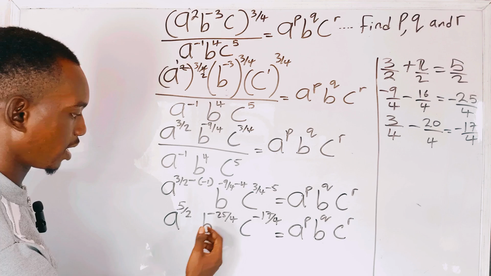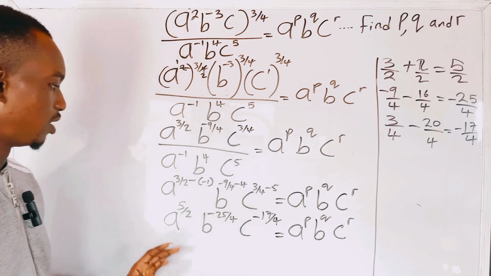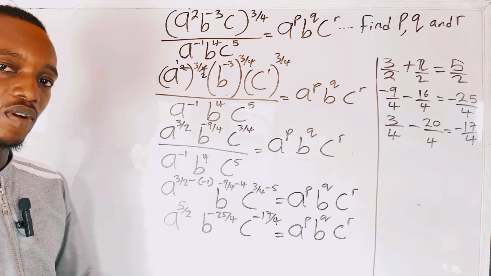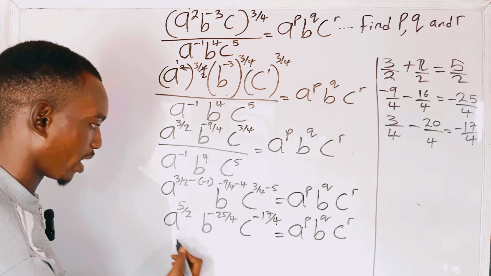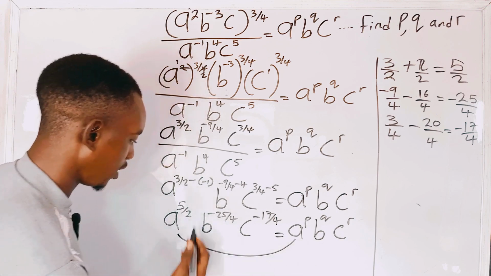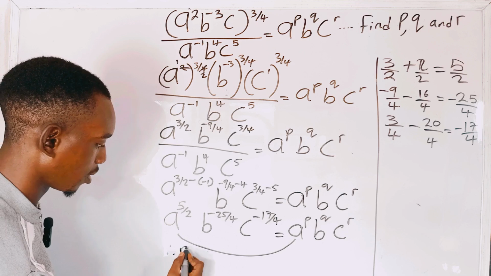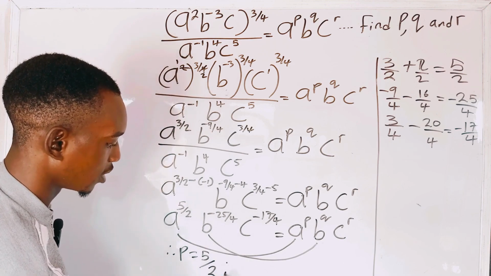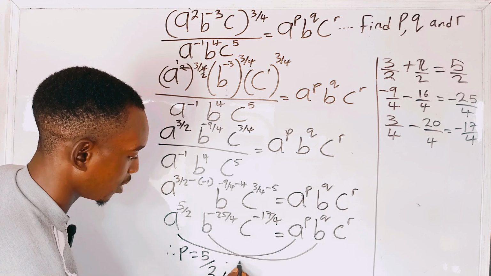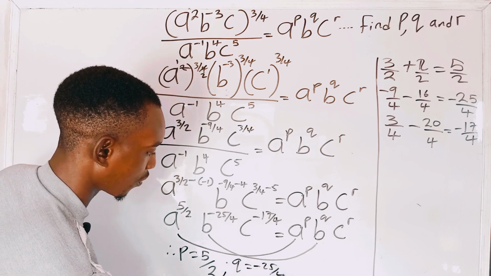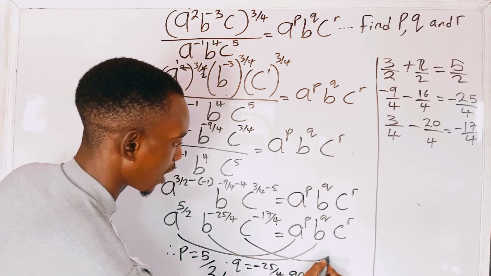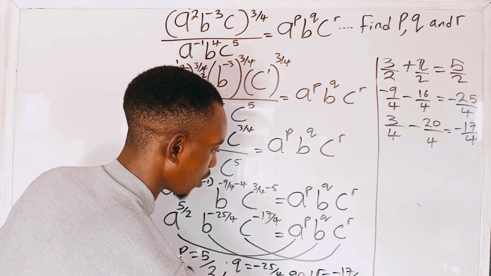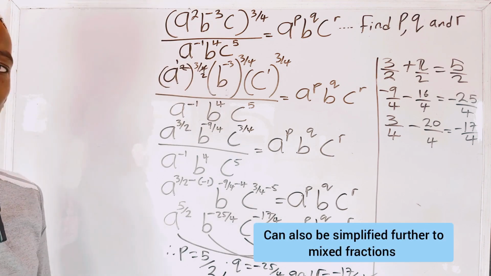Let's go further. So here now, we have gotten our final answer because we have made this look exactly like this. So by direct comparison, now we can get the values of P, Q and R. Why? Because now we have the same base, A and A, equal base. Therefore, P must be equal to 5 over 2. Same thing for B, the same base. So B to the power of Q, the power must be the same. Q must be equal to negative 25 over 4. And lastly, since we have C and C, the same base, therefore R, the power must be the same, negative 17 over 4. Final answer.